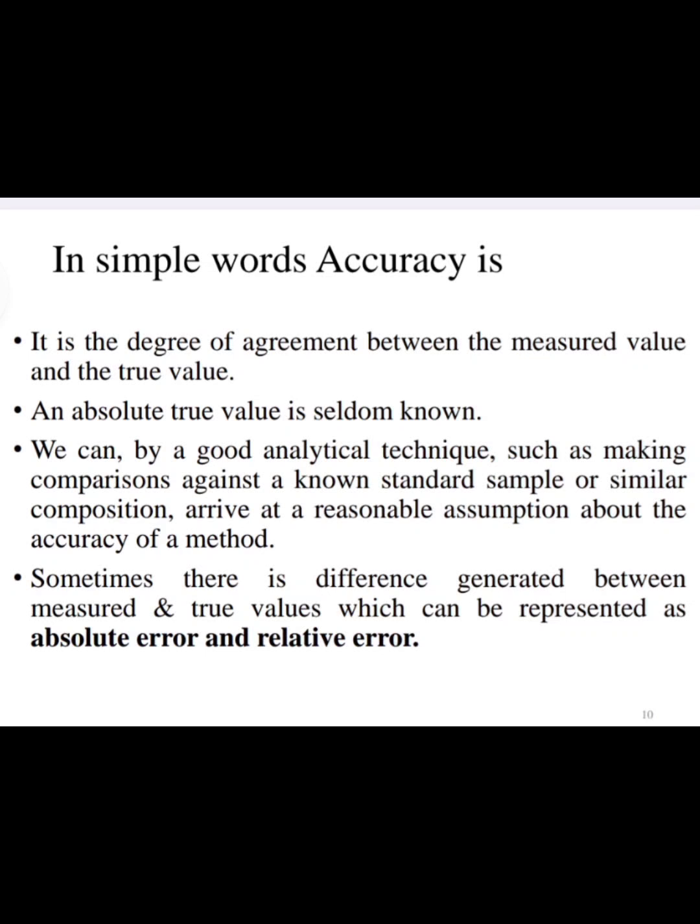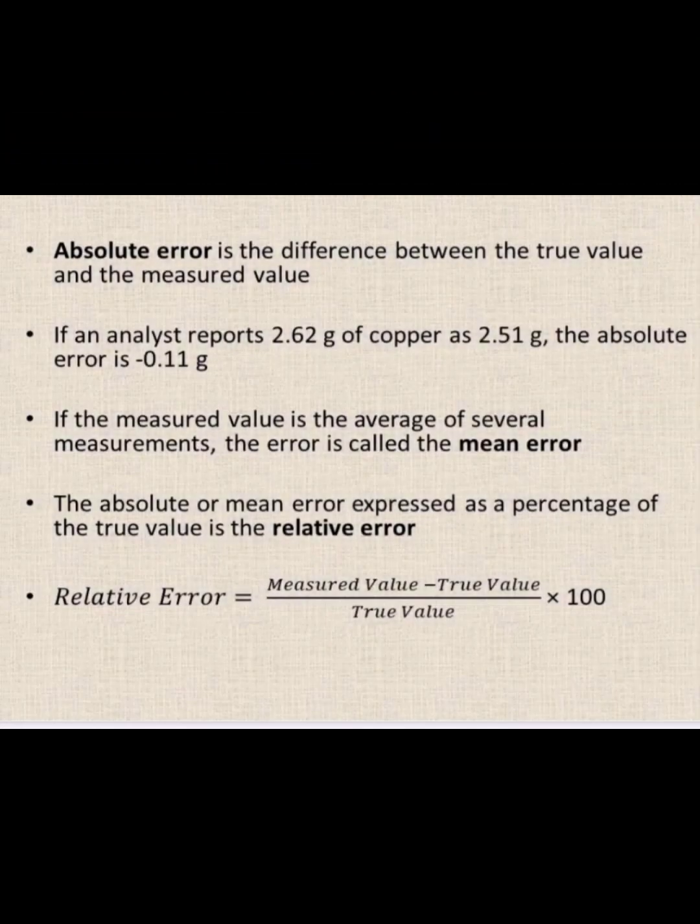Next, the last point is, sometimes there is a difference generated between measured and true values, which can be represented as absolute error and relative error. Definition of absolute error: absolute error is the difference between the true value and the measured value. For example, if an analytical report says 2.51 grams of copper where the true value is 2.62 grams, then the absolute error will be minus 0.11 grams. That is, we have to subtract 2.62 grams of copper minus 2.51 grams, then the answer will be minus 0.11 grams.